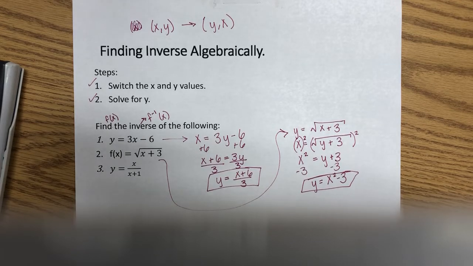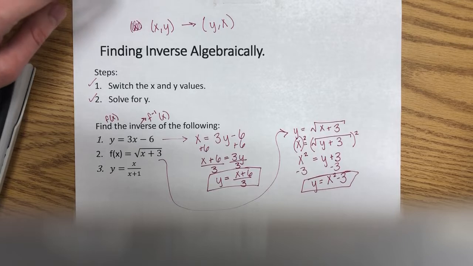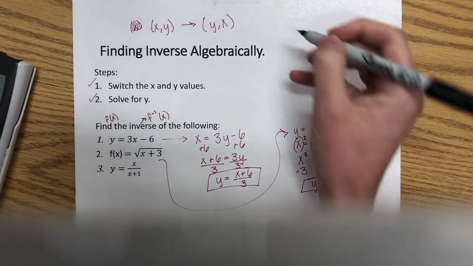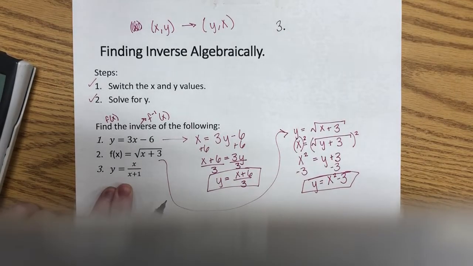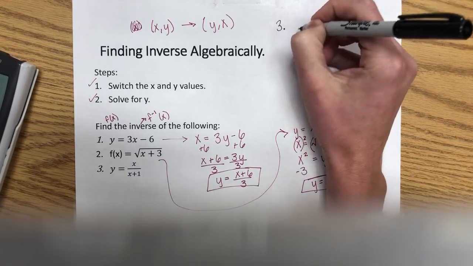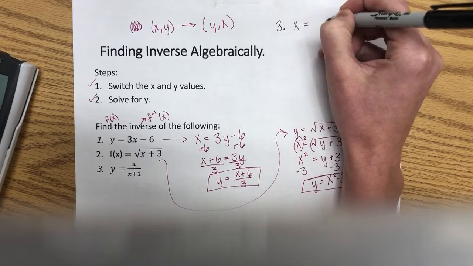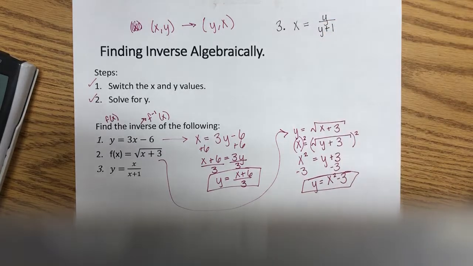Okay. Number 3 starts to get a little bit harder, so you want to make sure you're paying close attention to this. There's a little bit of a trick, so it works the same way, but you have to be a little bit creative algebraically. So for number 3, we start off with y equals x divided by x plus 1. So again, same process. You want to switch the variables. So you have x equals y over y plus 1.